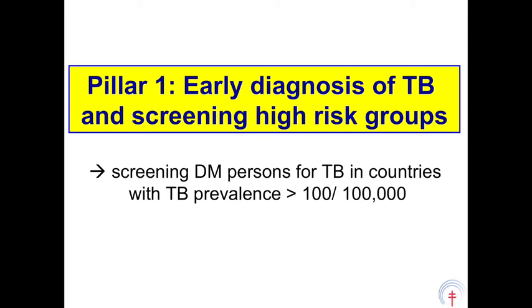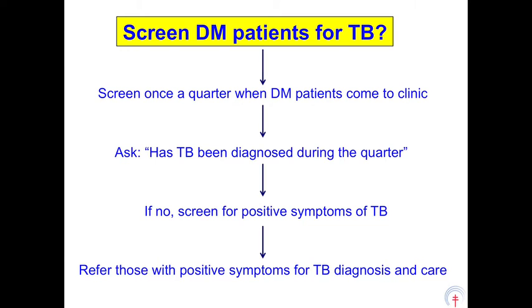So let's look at Pillar 1 and this component, early diagnosis of TB and screening high-risk groups. Here we can fit in quite nicely our screening of diabetic persons for TB, focusing this in countries with a TB prevalence of more than 100 per 100,000. We've been doing this in the routine health services in countries in India, in China, in the South Pacific, also in some other Asian countries. So this is a way we've been trying to do it in the routine system. So let me explain it.